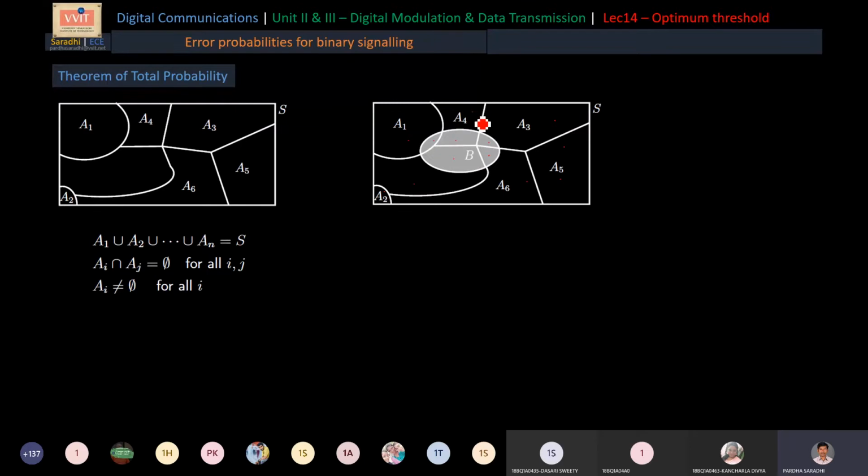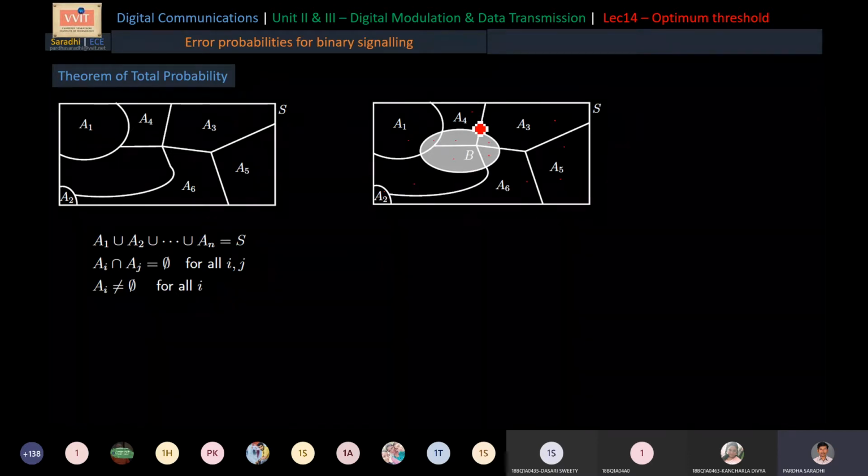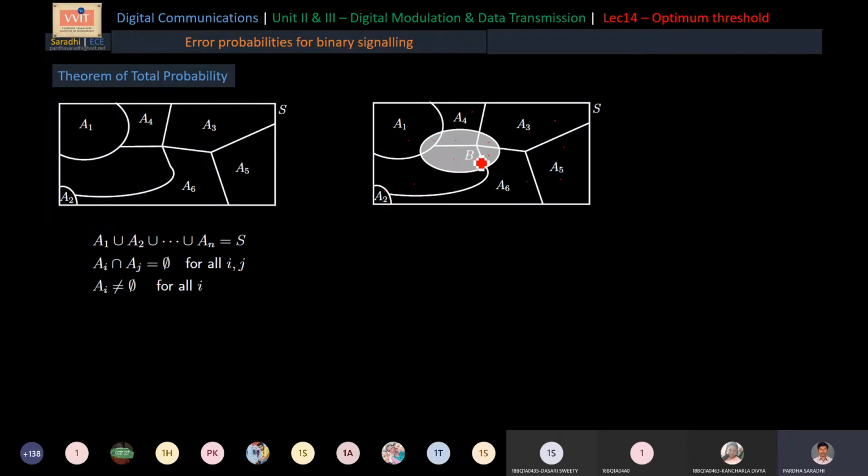Similarly, suppose this is the outcome of some experiment, which is coming out of S, the sample space. And this indicates the occurrence of A4, but it doesn't indicate the occurrence of event B, right? We can say B has occurred only when the outcome is coming out of these overlapping regions. So B can occur either by the occurrence of A1, A4, A3, or A6, or this particular region, right?